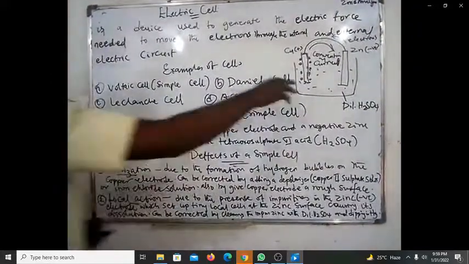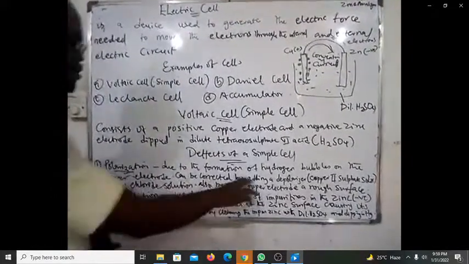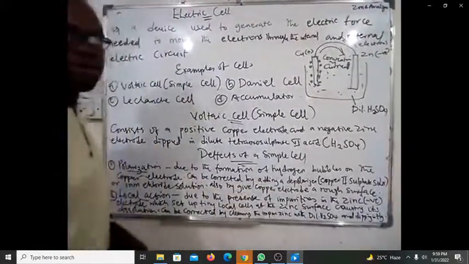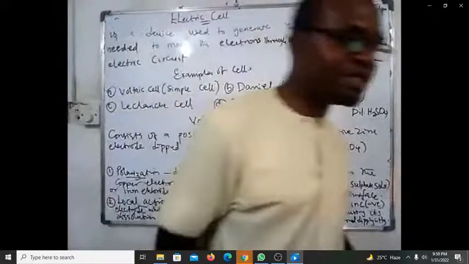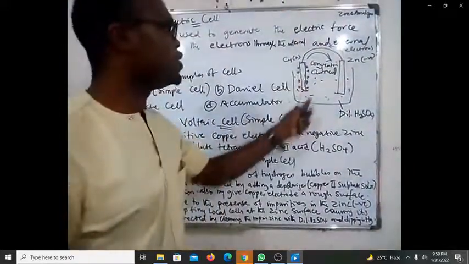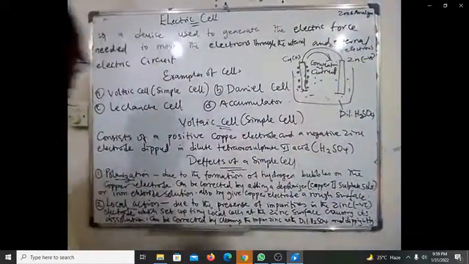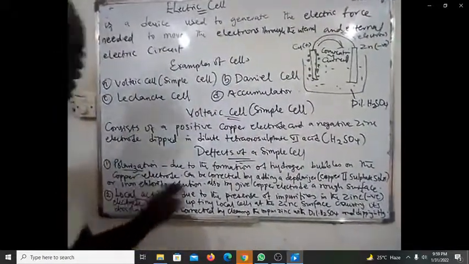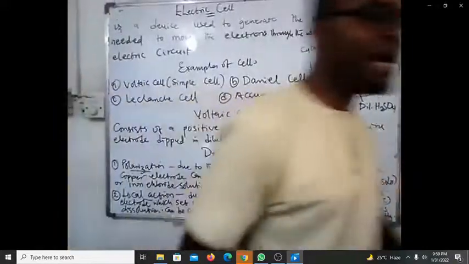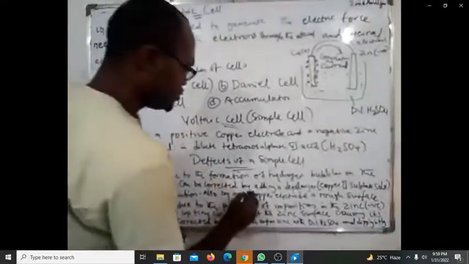And how can you correct it? How can you make this thing not to be happening? You can correct polarization by adding the polarizer. And what are the examples of the polarizer that you can add? Copper 2 sulfate solution. Or you can also add iron chloride solution.